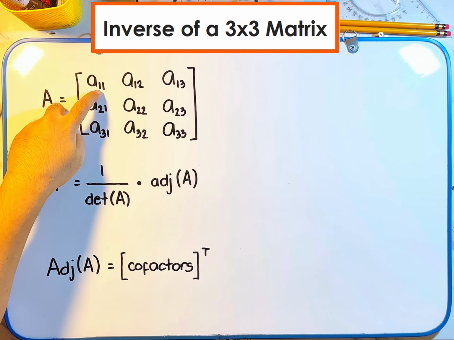For example, in our cofactors, the first row has the elements negative 24, 20, and negative 5. Now, in our adjoint, since we have to transpose this cofactor, the first row elements become the first column elements. So negative 24, and then 20, and negative 5. Next, the second row elements become the second column elements. So we have 18, negative 15, and 4. And lastly, the third row elements become the third column elements. So we have 5, negative 4, positive 1.